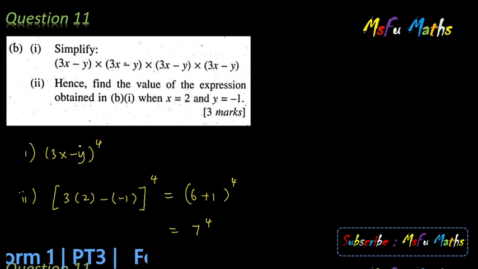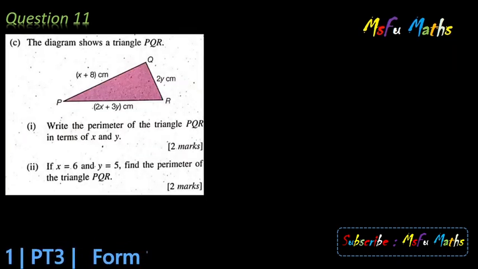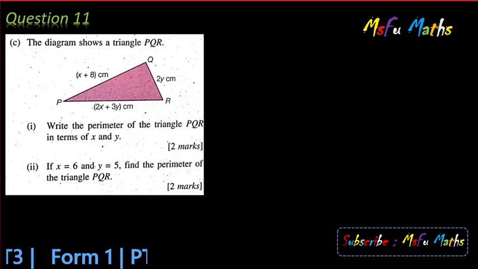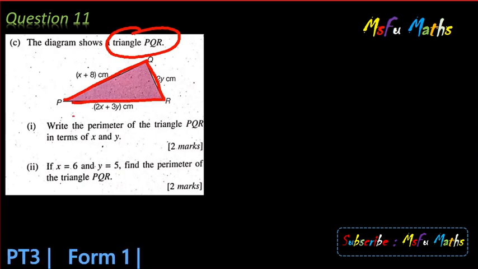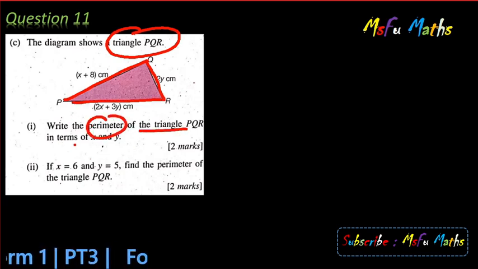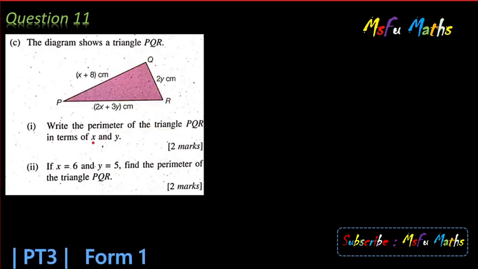Okay, next, number 11C. This diagram shows a triangle PQR. So you have triangle here PQR. Write the perimeter of the triangle PQR in terms of x and y. When they say in terms of x and y, it means your final answer must be in terms of x and y. You won't get a whole number or a value. Leave it in terms of x and y.